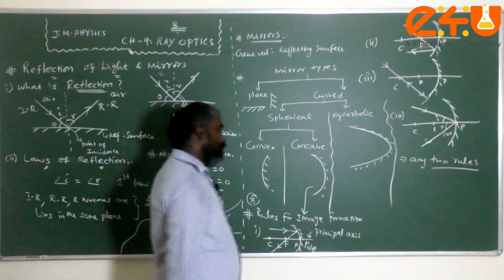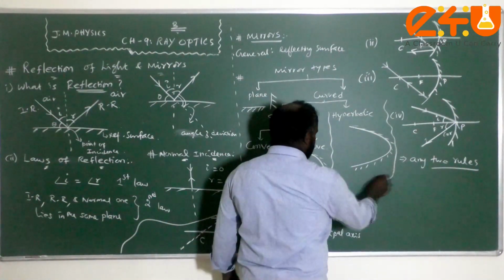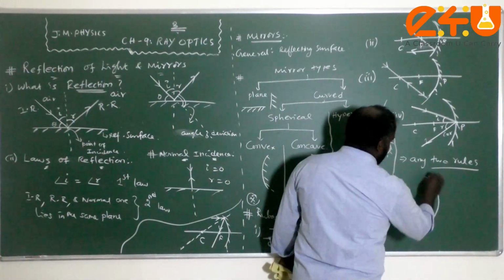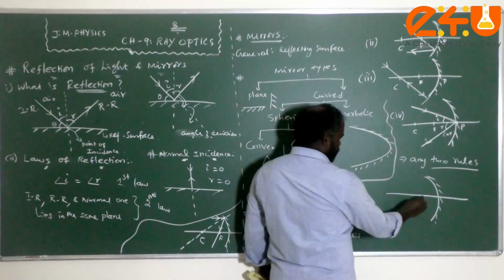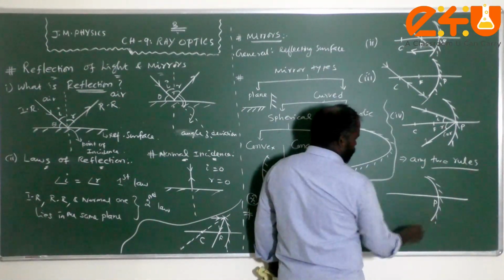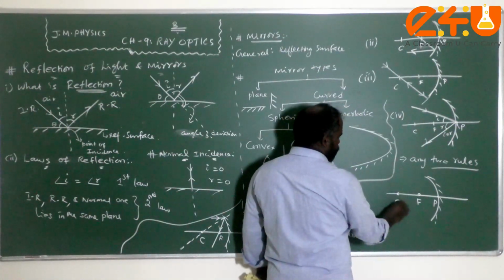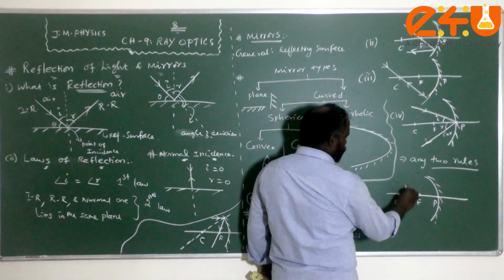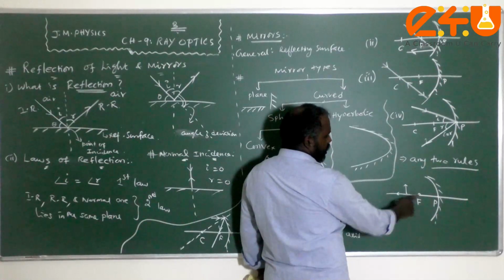For example, I can draw the ray diagram. You just see that, children. Now we consider a concave mirror. Please see that this is the pole of the mirror, the principal axis, and this is the principal focus. This is called the center of curvature. For example, if I keep the object between C and F.